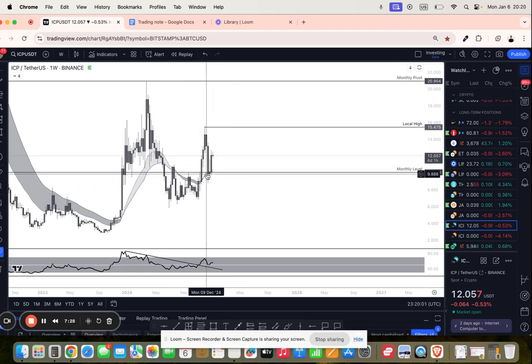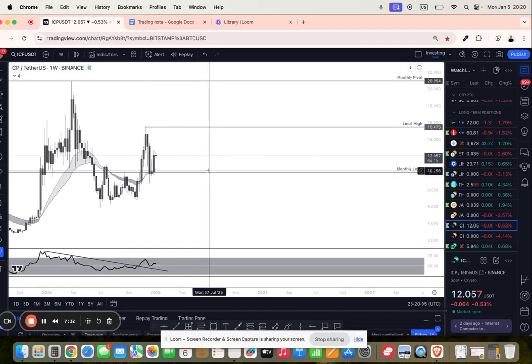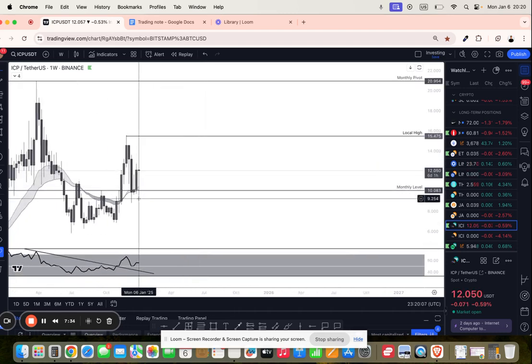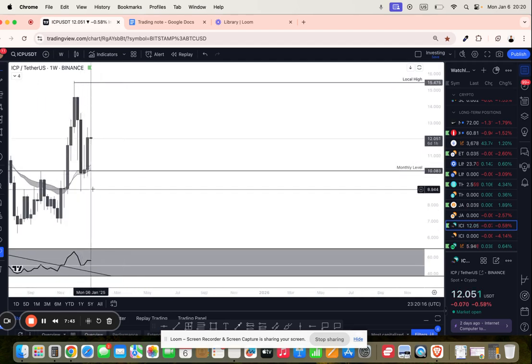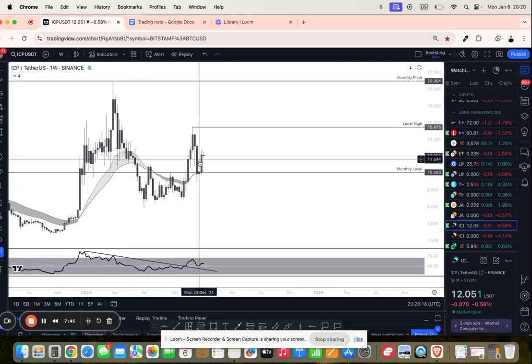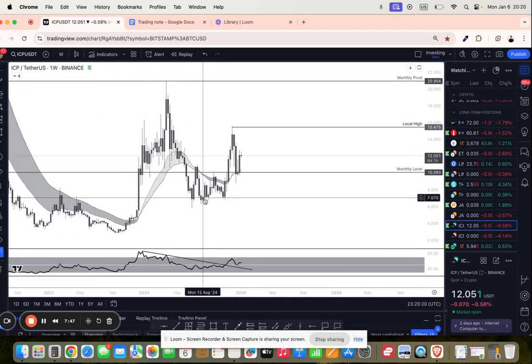We're above our EMA band as well, which again is fantastic, and we have just completed a perfect retest of that EMA. In fact, during the last week, this last weekly candle was almost a bullish engulfing candle, whereby it completely engulfed the candle prior, which was quite a negative candle. So this is a very bullish candle we've seen from ICP last week, which is great.